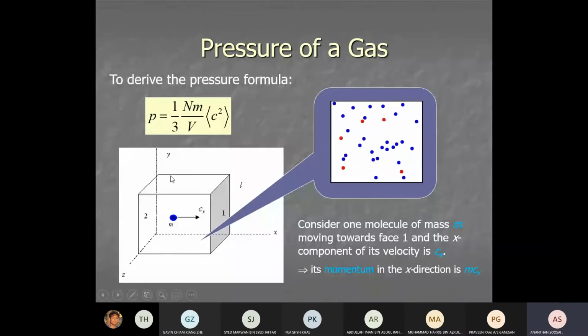First, they consider a box, and they consider only one particle which has a mass of m moving to the right with the speed of cx. cx is the horizontal speed. That's why they put sub x, cx, the horizontal speed. So consider one molecule of mass m moving towards phase 1, and the x component of the velocity, the horizontal component of the velocity, is cx. Its momentum in the x direction is mcx. m times cx is the momentum to the right.